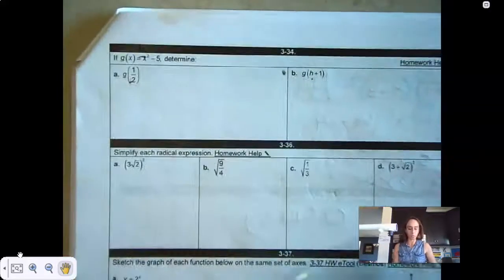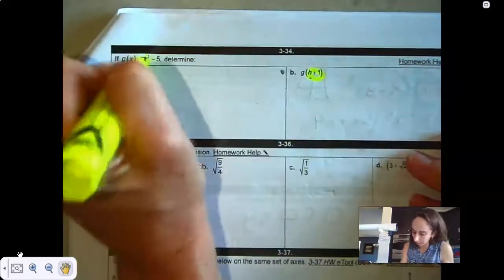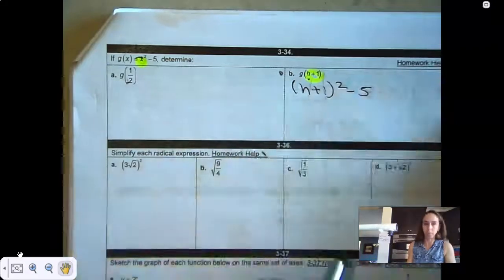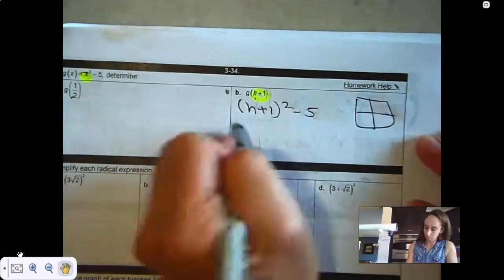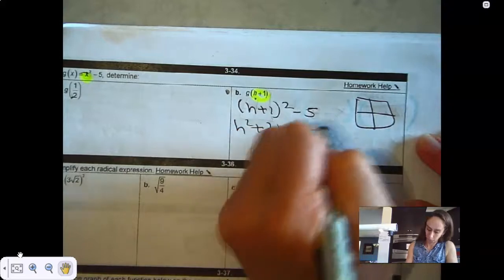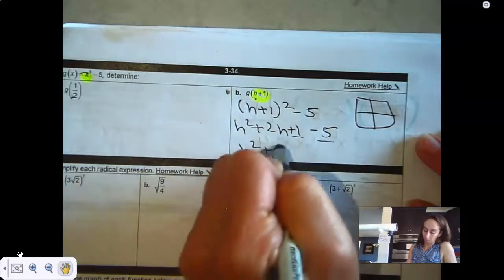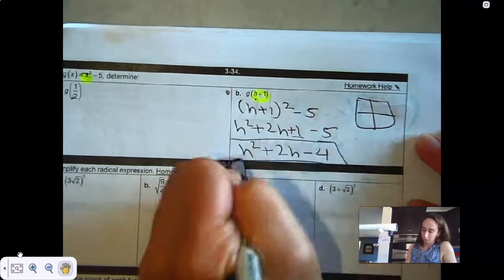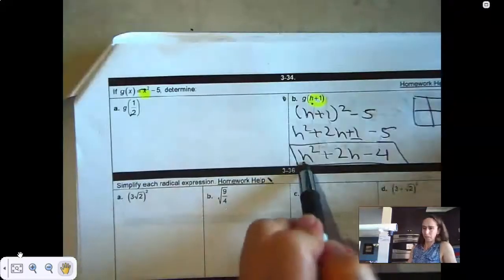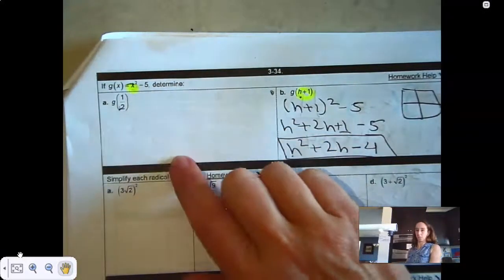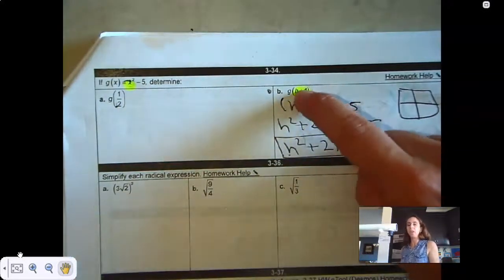This one, they want you to plug 1/2 in. I want to go over this one. This one they're saying plug in h plus 1. So I'm going to go h plus 1 squared minus 5. I would box it out. This is a good question to maybe put on a quiz. Then these two are the same. And I'm done. And some of you go, how do you know when you're going to get letters as answers or numbers as answers? Well, if you're plugging a number in, you're probably getting a number out. If you're plugging a letter in, you're probably getting a letter out. Okay?